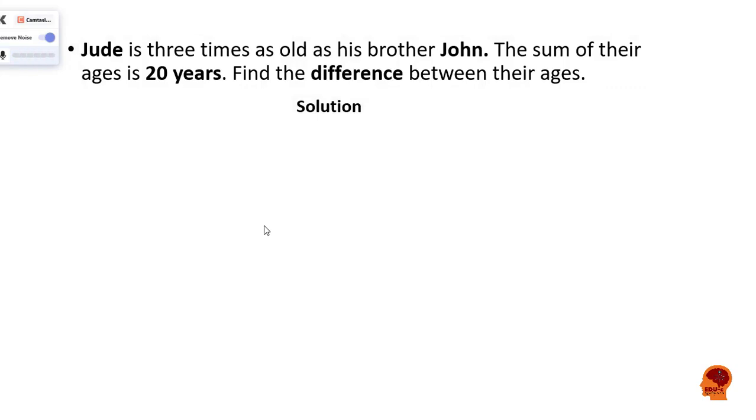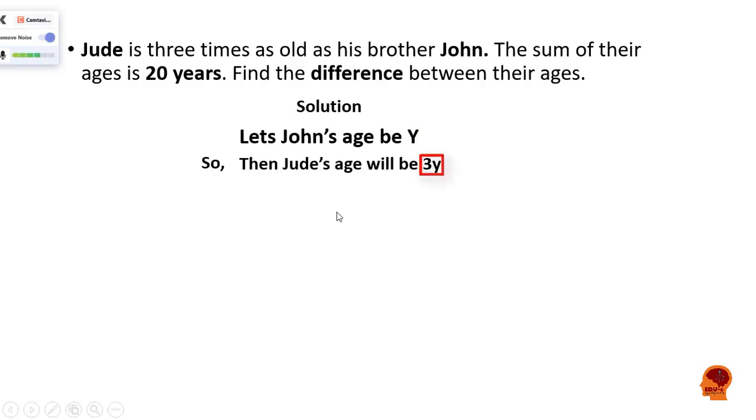Now the solution. Number 1, we do not know John's age. We also do not know Jude's age. So we're going to represent their ages with a letter. Now watch it. Let John's age be y. It says Jude is 3 times his brother's age, so Jude's age becomes 3y.